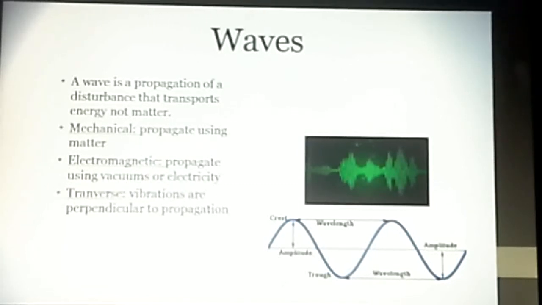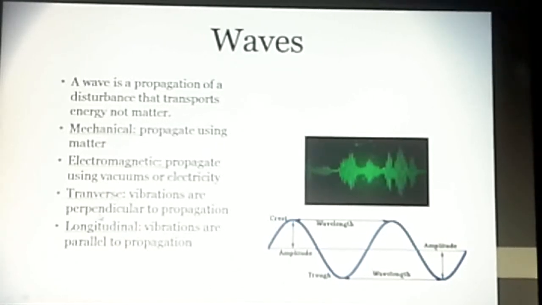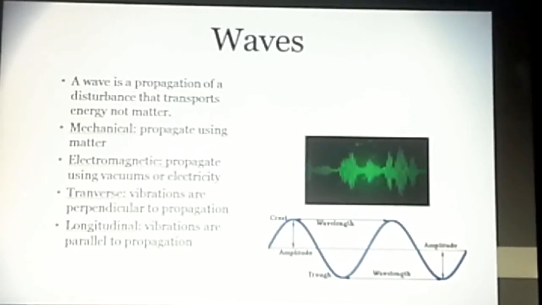There are also other ways to classify waves: transverse, where the vibrations are perpendicular to propagation, and longitudinal, where vibrations are parallel to propagation. So the direction of the wave and the vibrations make this classification. If vibrations are perpendicular to the direction the wave is moving, that's transverse, and if vibrations are parallel to the direction of the wave, it's called longitudinal.